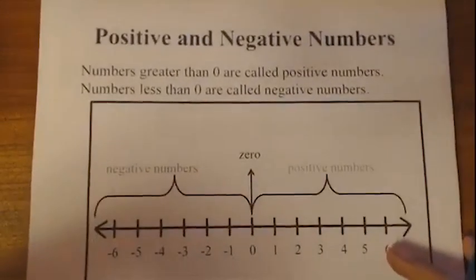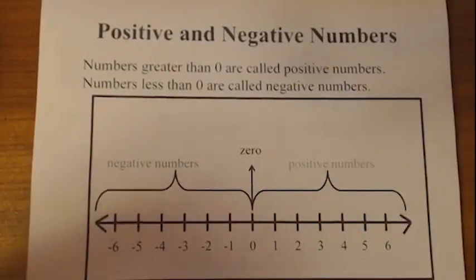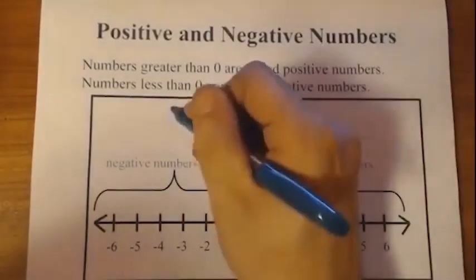So when we talk about signed numbers, what we mean is positive numbers and negative numbers. So remember, we have our whole numbers, 0, 1, 2, 3, 4, 5, 6, and so on forever. If we add in their negatives, negative 1, negative 2, negative 3, negative 4, negative 5, negative 6, and so on forever, what we have are integers.